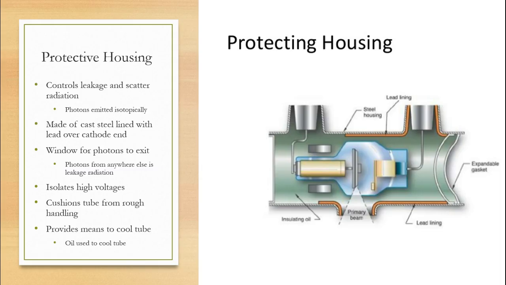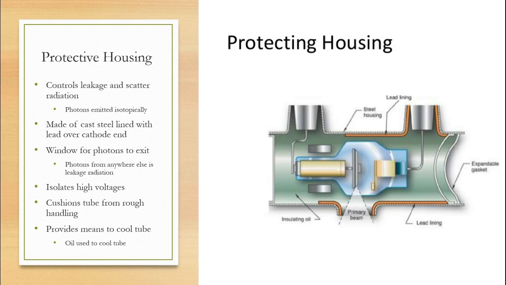There's a protective housing around the tube, so it controls leakage and scatter radiation. When the X-rays come off the anode, they're emitted isotropically, which means they go in all directions, okay? So this lead housing is going to absorb a lot of those photons that are going off in every direction. It's made of cast steel, and it's got lead over the cathode side of the tube. And it has a window for the photons to exit.